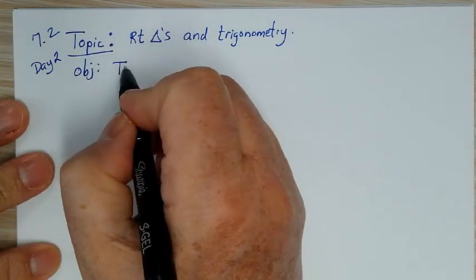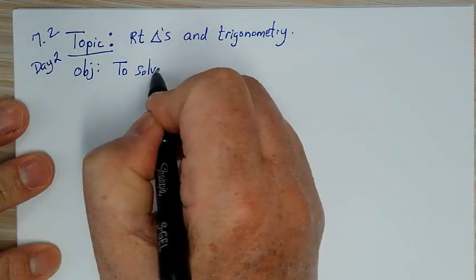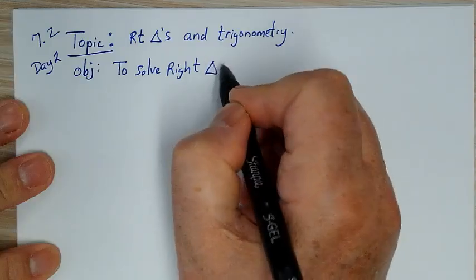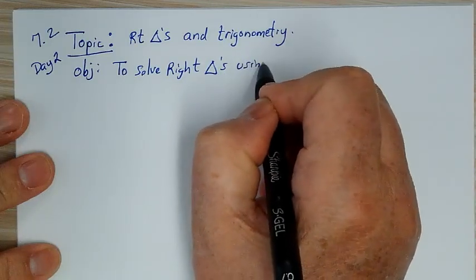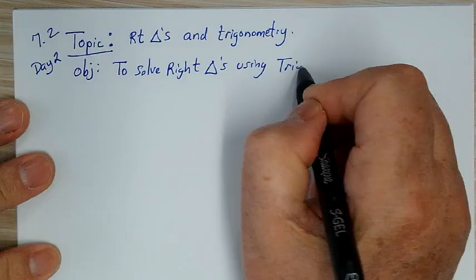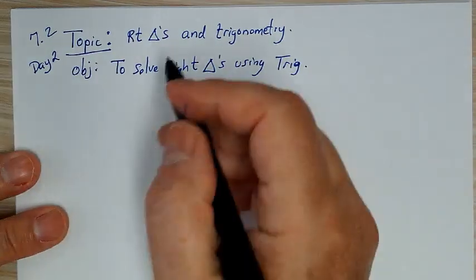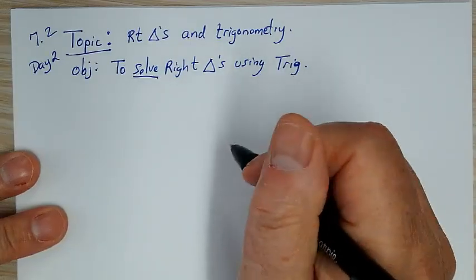So the objective is to be able to solve right triangles using trigonometry. And before we get started, let's figure out what does it mean to solve a right triangle.